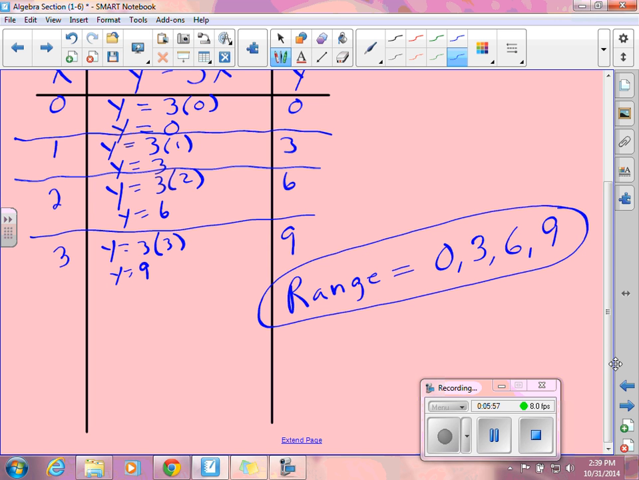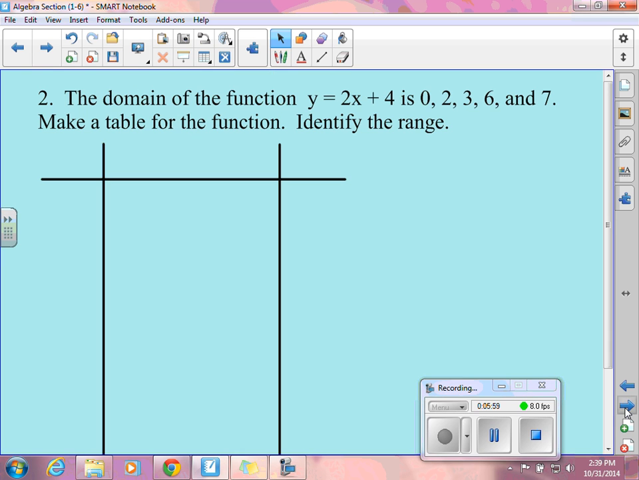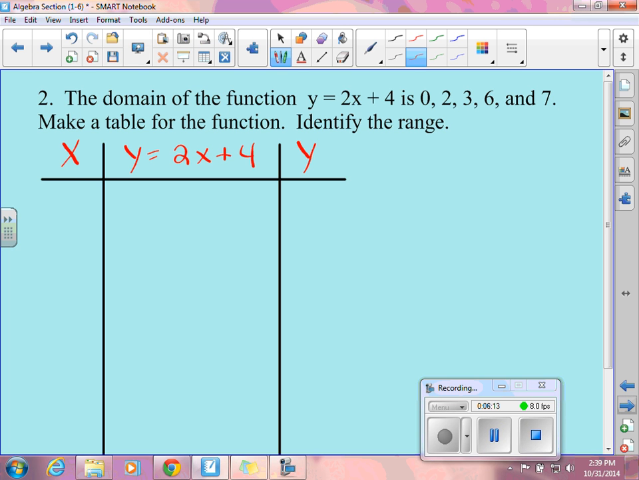They give me the domain. They give me the function. So I'm going to go ahead and fill this in. X and y equals 2x plus 4 and y. And I'm going to go ahead and plug in those numbers. I'm going to start with 0. Y equals 2 times 0 plus 4.